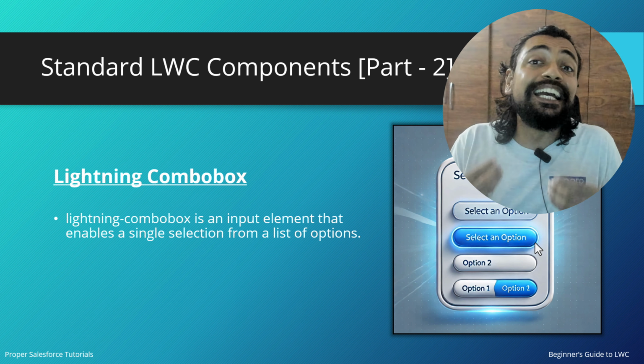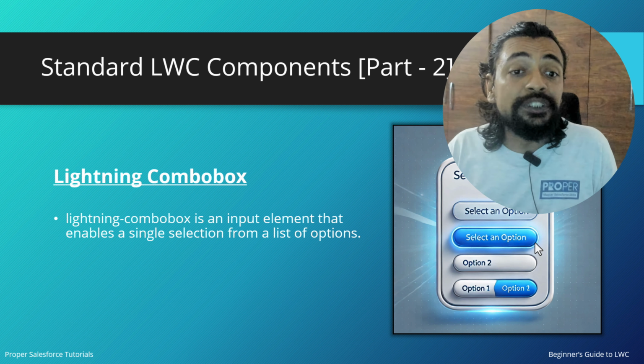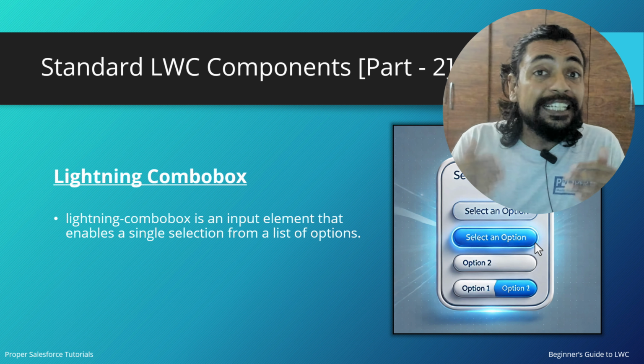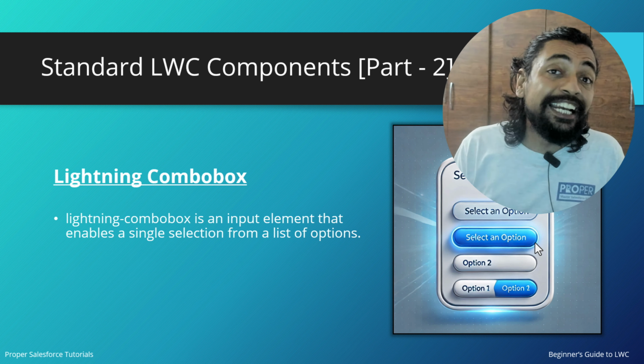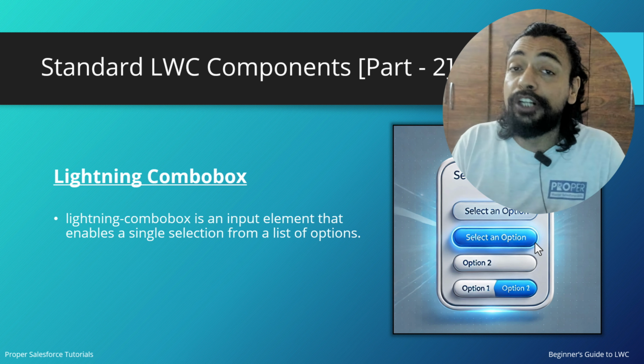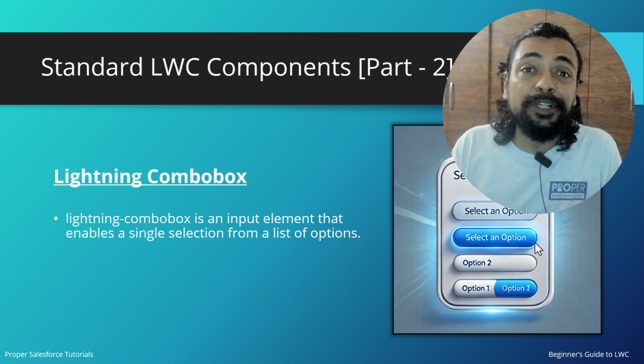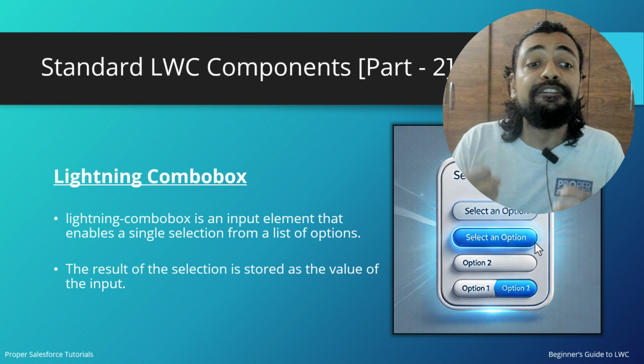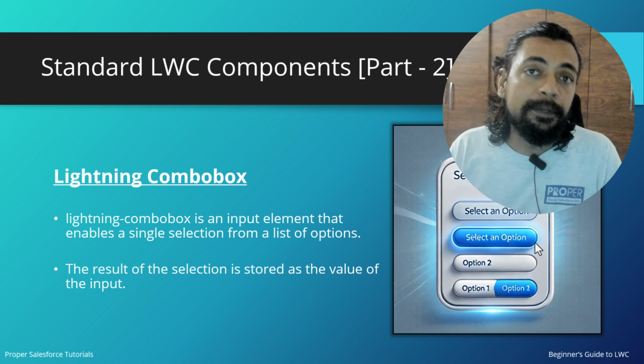Lightning combo box is another component that we can use in LWC, and it is an input element that provides multiple options to you and you can select any one of the given options. It is also known as drop down in the terminology of Salesforce. Now the result of the selection is stored as the value of this specific input component.